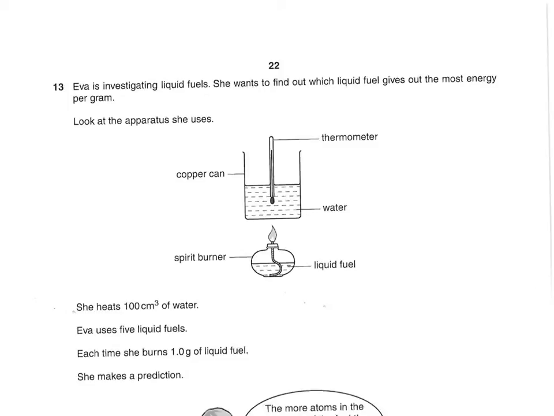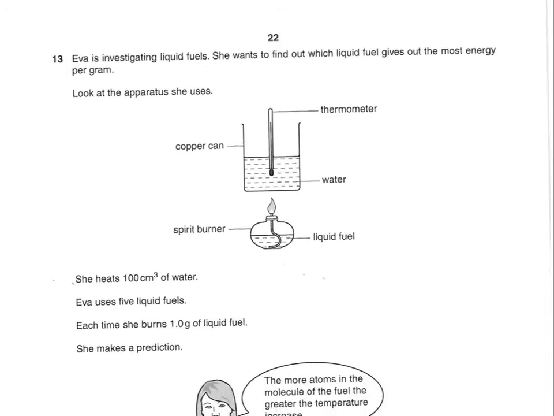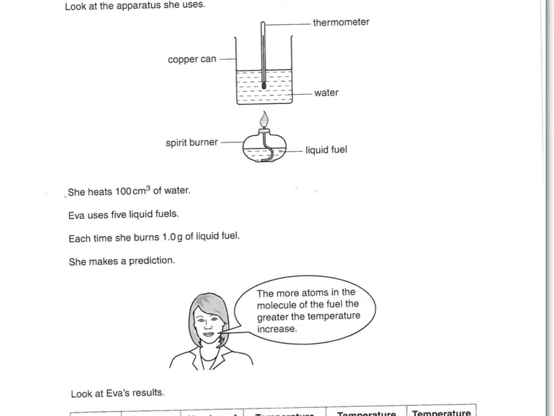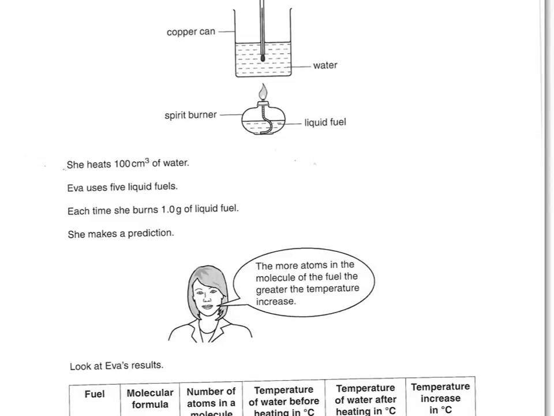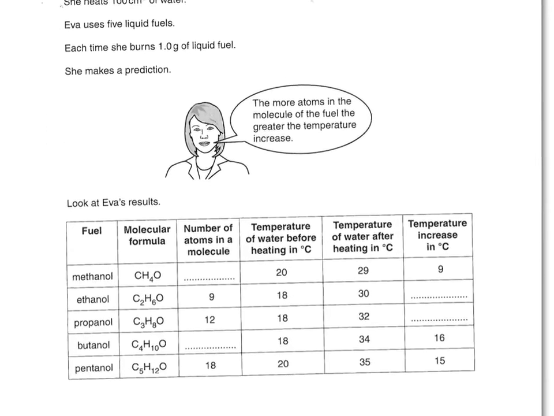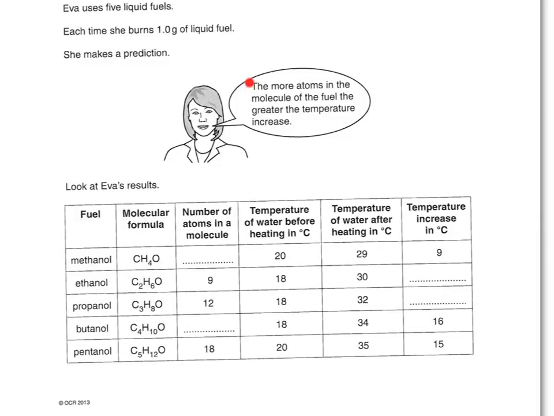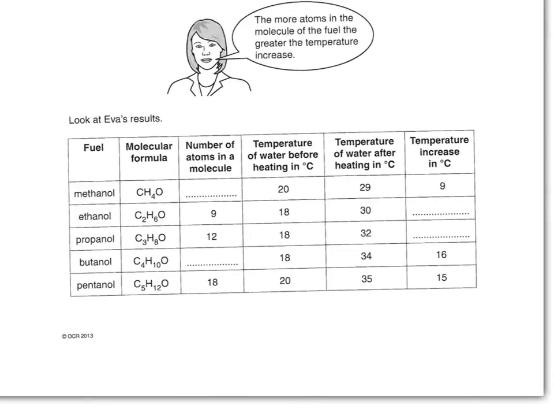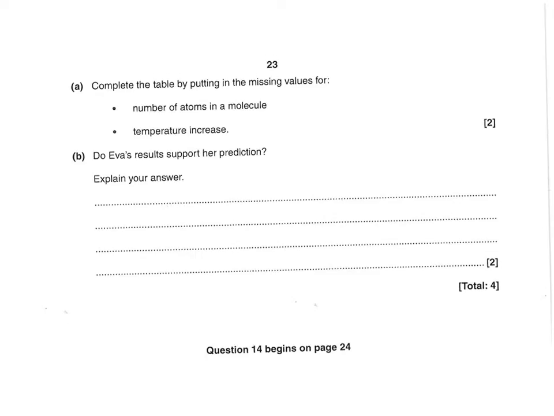Next question. Eva is investigating liquid fuels. She wants to find out which liquid fuel gives out the most energy per gram. Look at the apparatus. I'm sure you will recognise this. You probably all did it in class. She heats 100 centimetre cubed of water, and Eva uses 5 liquid fuels. Each time she burns 1 gram of liquid fuel, and she makes a prediction that the more atoms there are in the molecule of fuel, the greater the temperature increase. And there's Eva's results. The first question says complete the table by putting in the missing values for the number of atoms in a molecule and the temperature increase.